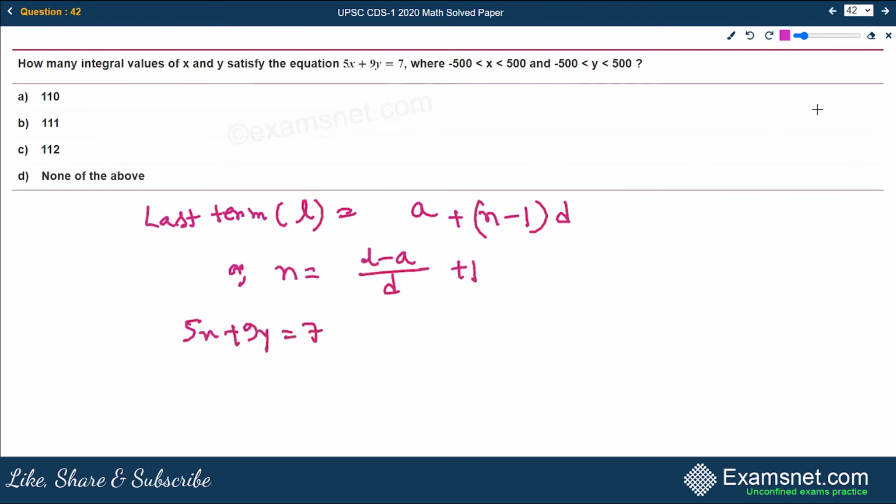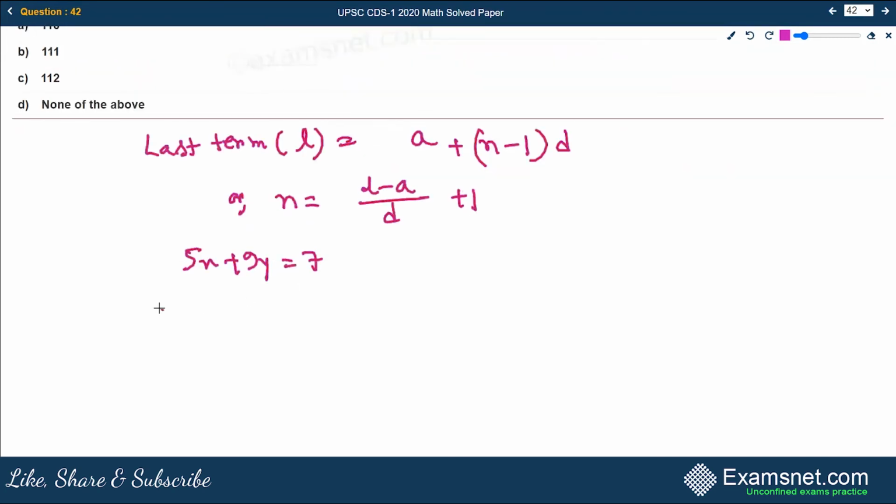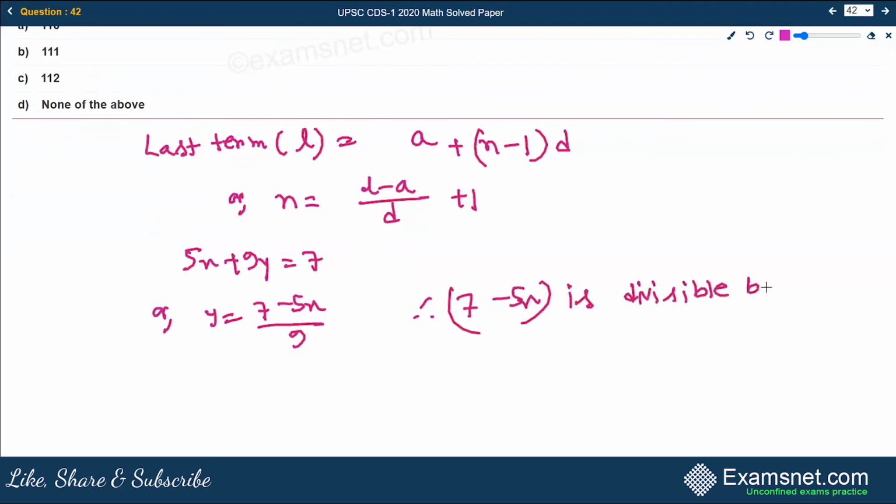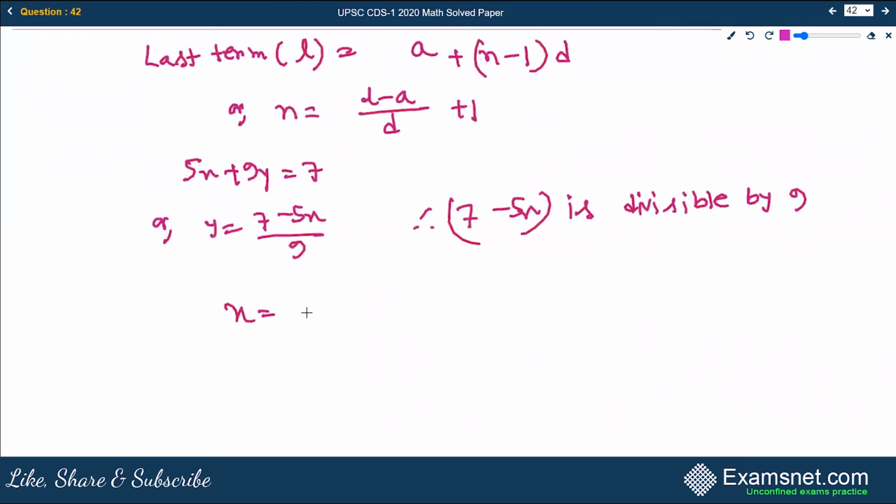5x plus 9y equals 7. Okay, so from here we can find y equals (7 minus 5x) by 9, if I express y in terms of x. Therefore, we can see 7 minus 5x is divisible by 9. Okay, now let's say if I put x equals 1, it will be minus 2, which is not divisible by 9. If I put 2, that is 7 minus 10, minus 3, which is not divisible by 9.